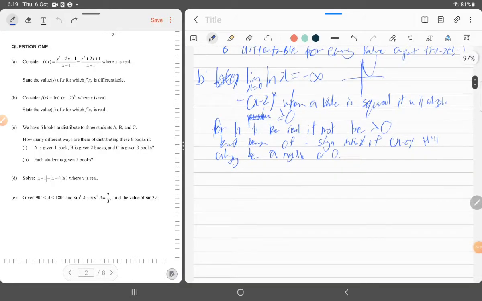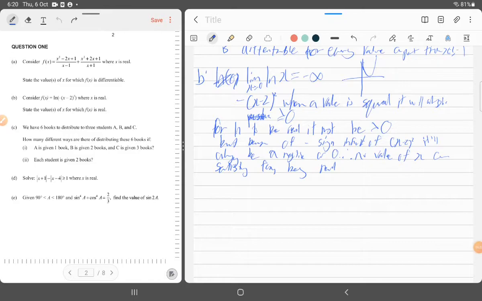And since it'll always be negative or 0, therefore no value of x can satisfy f(x) being real. That is question B. Oh, oops, I dropped my pen.